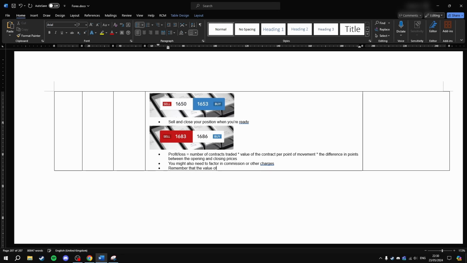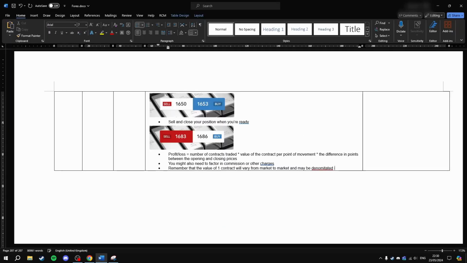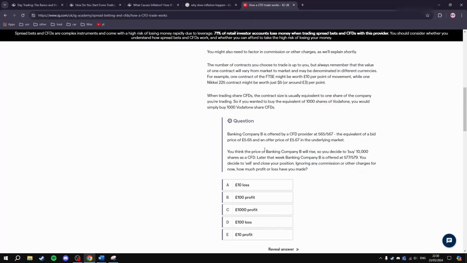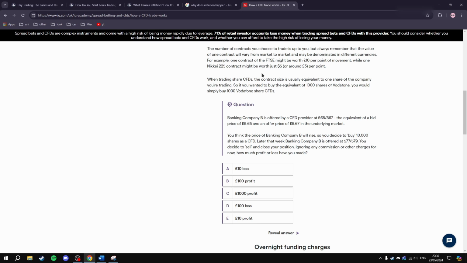Remember that the value of one contract will vary from market to market and may be denominated in different currencies. So then there might be a currency conversion fee or something like that. When trading share CFDs, the contract size is usually equivalent to one share of the company you're trading. So if you want to buy the equivalent of 1,000 shares, you simply buy 1,000 Vodafone share CFDs.